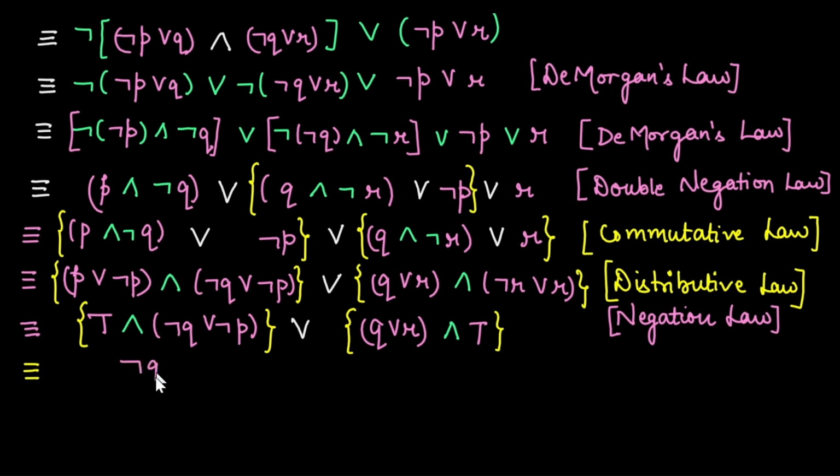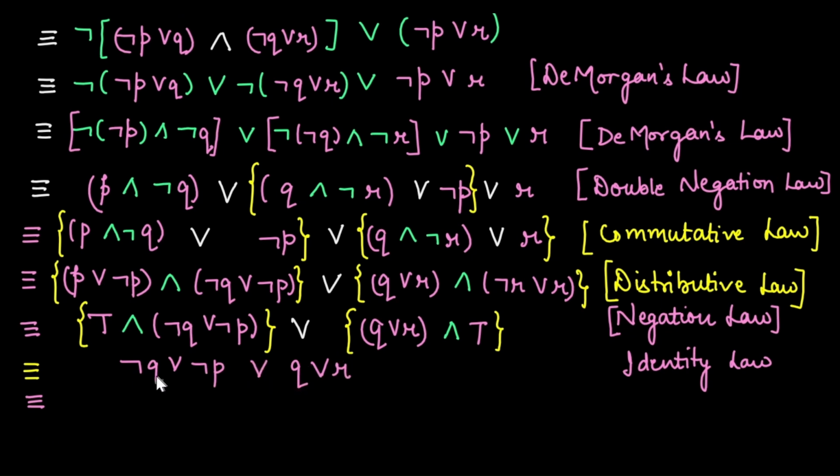So we write negation Q or negation P. And here we have used identity law. Also think whether we need to keep this bracket. No, because the next operator is again or. In this case, again some statement and true statement. It depends upon the statement. So we can write, this is logically equivalent to what? Now we can write negation Q or negation P or Q or R.